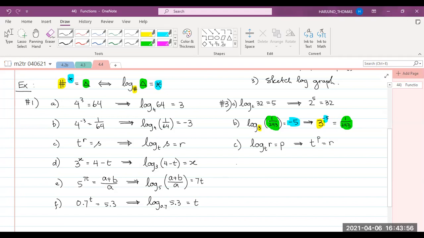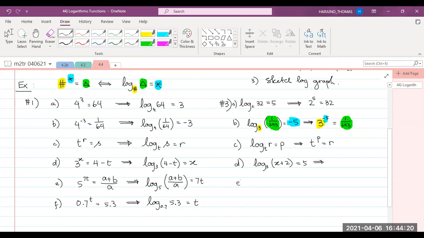Okay, now part D. Log base 3 of x plus 2 equals 5. Now, what will that be in exponential form? Let me ask you to do that.